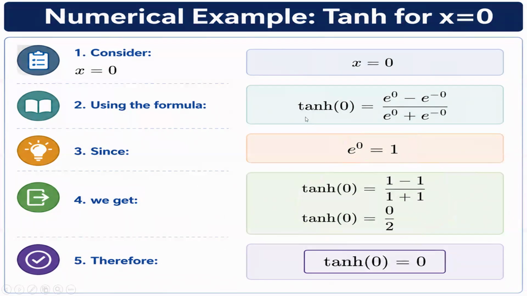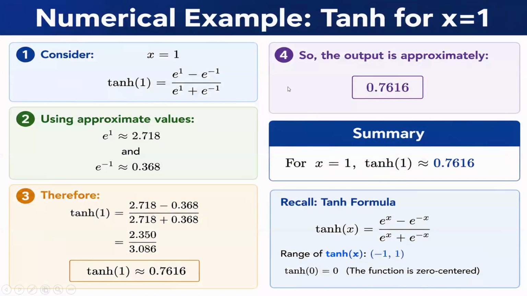Now next is tanh of x for x is equal to 1. Again we have to calculate here e raised to 1. So e raised to 1 is 2.718 and e raised to minus 1 is 0.368. Put this value in the formula. So we will get the output tanh of 1 is equal to 0.7616. So this is how it is calculated for x is equal to 1.